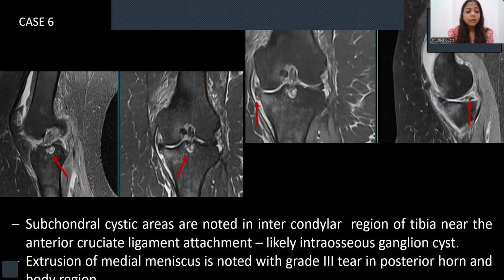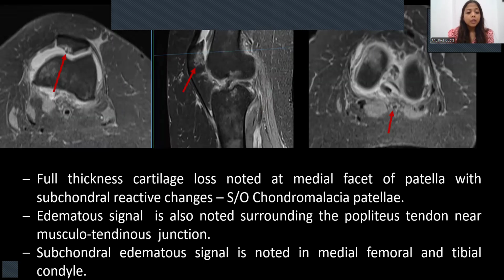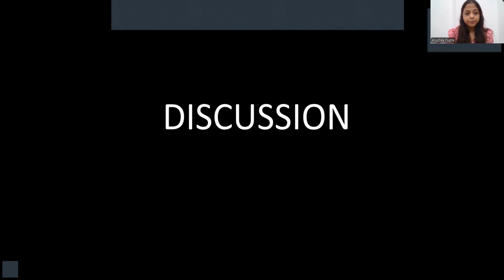In case 6, we could see subchondral cystic areas in intercondylar region of tibia near the anterior cruciate ligament, which were likely intraosseous ganglion cyst. Extrusion of medial meniscus with grade 3 tear in posterior horn and body region was noted. Then full thickness cartilage loss was noted at medial facet of patella with subchondral reactive changes suggestive of chondromalacia patella. Edematous signals were also noted surrounding the popliteus tendon near musculotendinous junction, and subchondral edematous signals are also noted in medial femoral and tibial condyle.